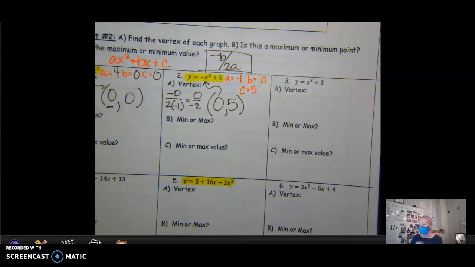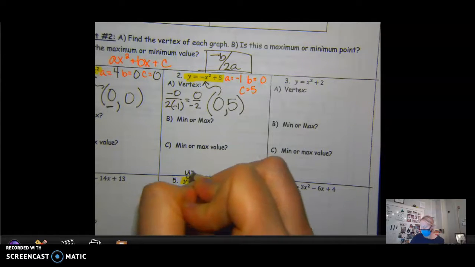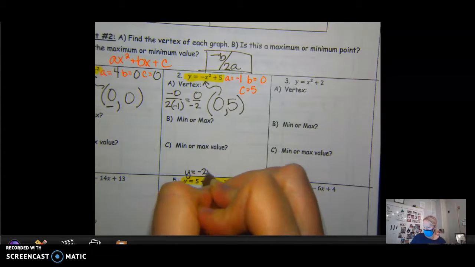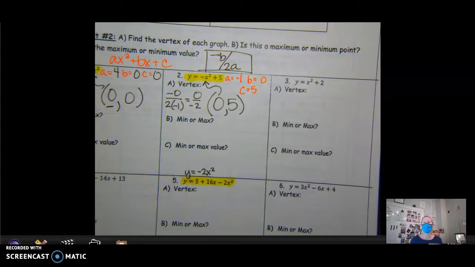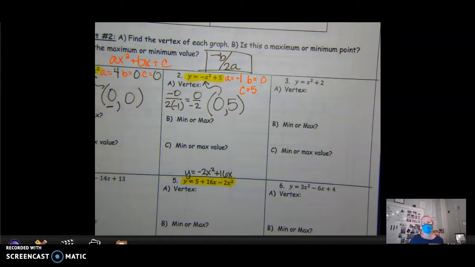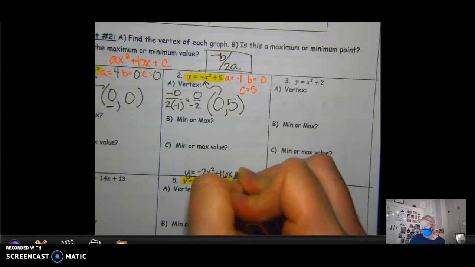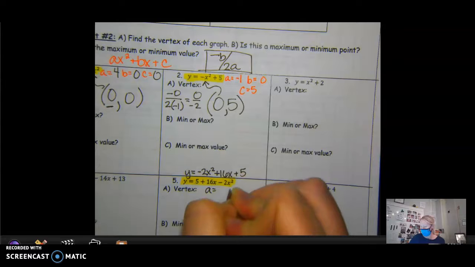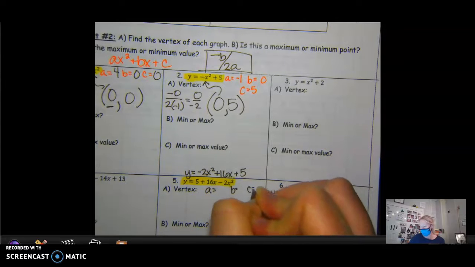No, let's rewrite it. It should be y equals, what should come first? Yeah, -2x squared. Bring that sign with it. Then what should come after that? Plus 16x. And then what comes last? Plus 5. Now it'll be easier to find my a value, my b value, and my c value.